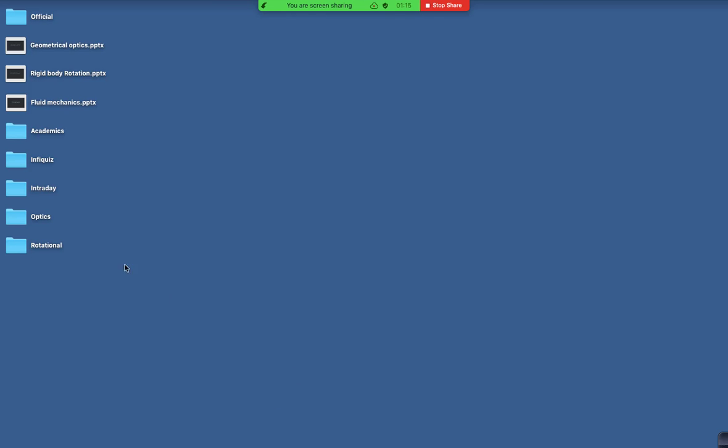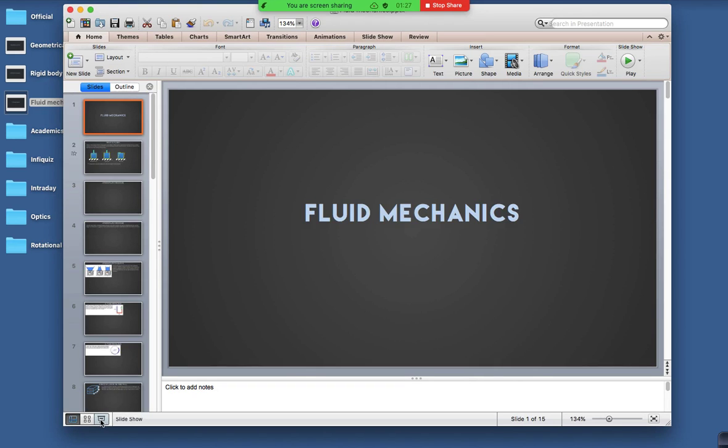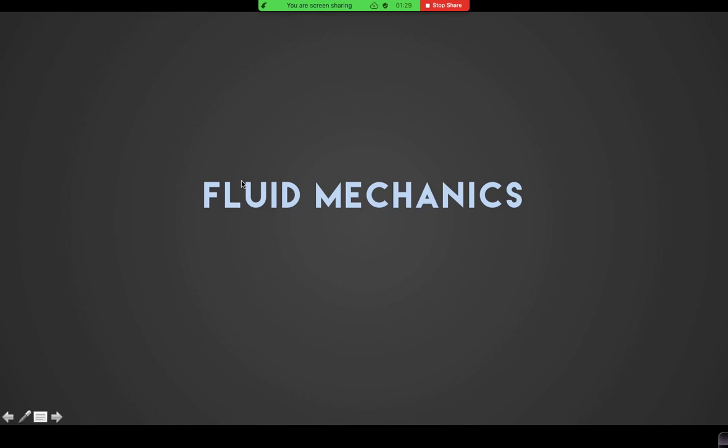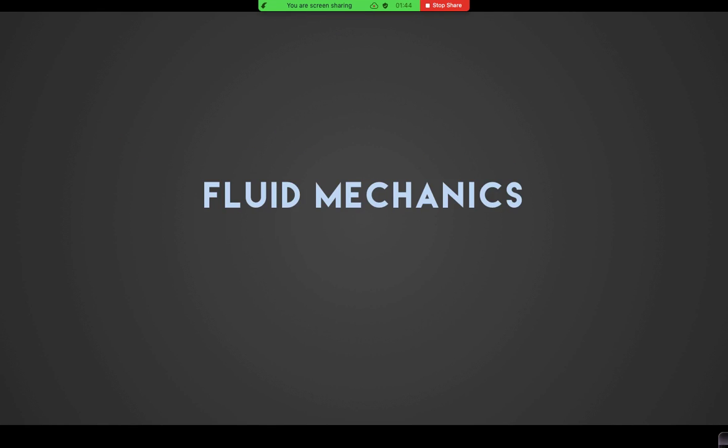So we will start a new chapter, fluid mechanics, today. Fluid mechanics has two parts in it: fluid statics and fluid dynamics. We'll start with fluid statics, which is also known as hydrostatics. All of you must have studied this hydrostatics part in your lower class physics. We'll only continue from the basics of this fluid.